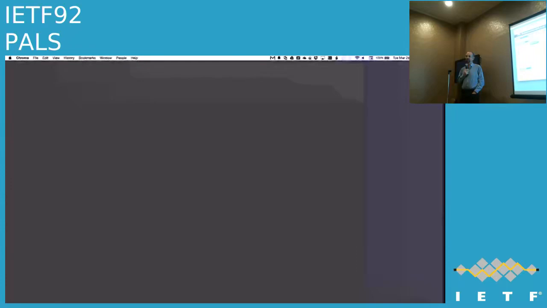And then the YANG models for the different types of L2VPN, because different types of L2VPN may have different configuration and operational data. This includes the LDP-based VPWS and VPLS, the BGP-based VPLS, the BGP auto-discovery-based VPLS, and also the static VPWS and static VPLS. So these are the types of L2VPN that will be taken into account.